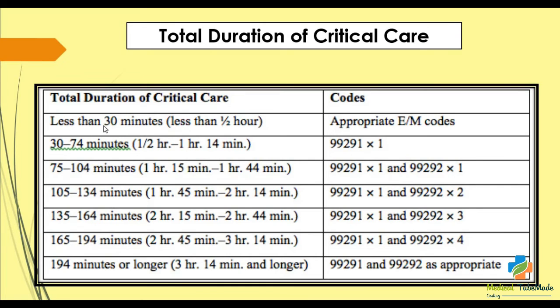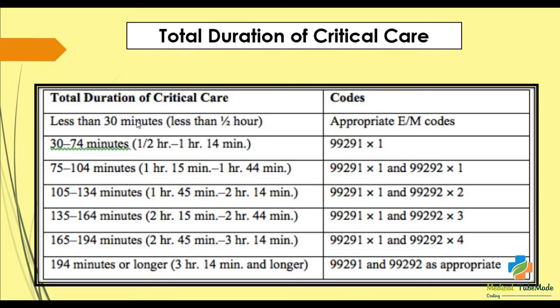Here you can find less than 30 minutes, less than half an hour: appropriate E/M code. So for less than 30 minutes we should not bill any critical care. The minimum time required is 30 minutes for billing critical care services. If in your report a doctor has mentioned critical care timing as 29 minutes, then we should not use any critical care code for this report.